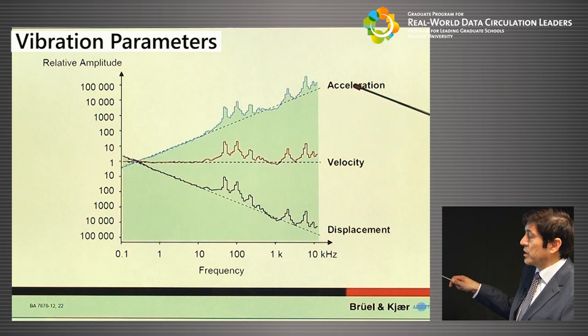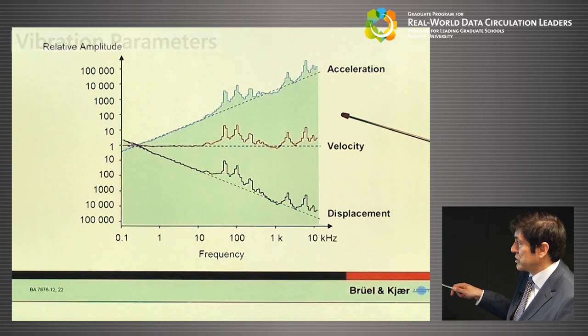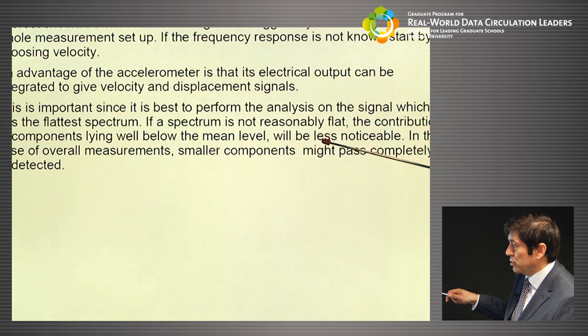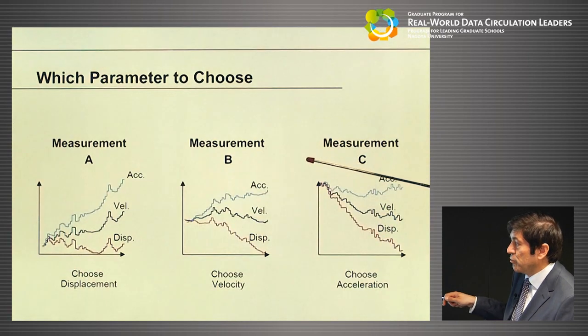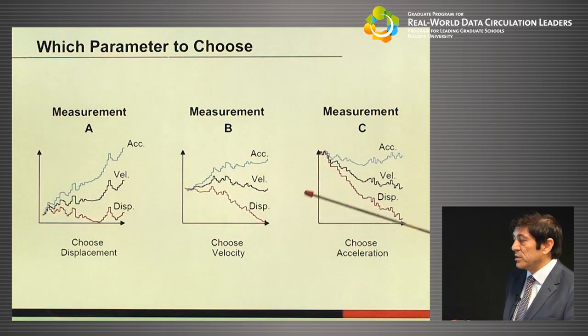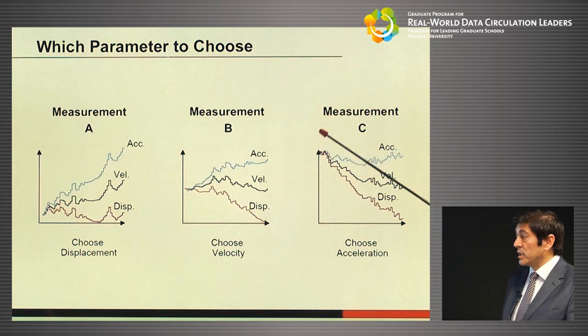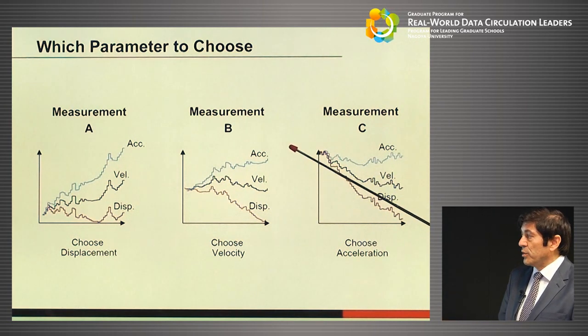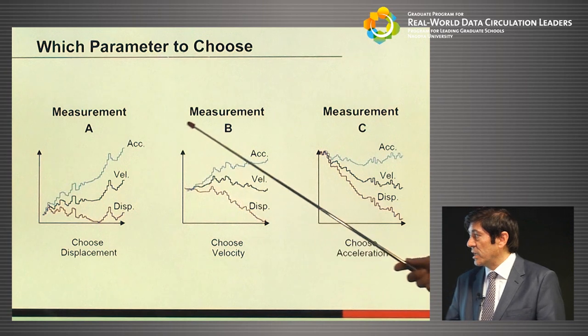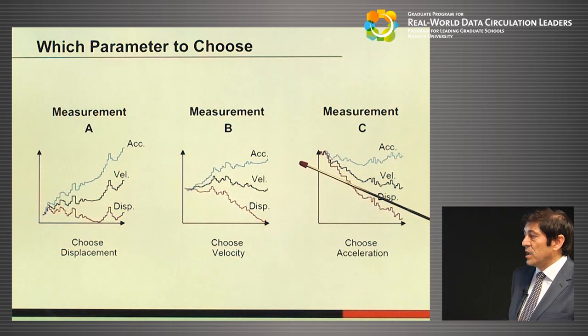Natural frequency for acceleration, square of natural frequency. So if we continue, what should we measure? Actually, what should we measure depends on signal types. For instance, there are three cases: measurement A, measurement B, measurement C.